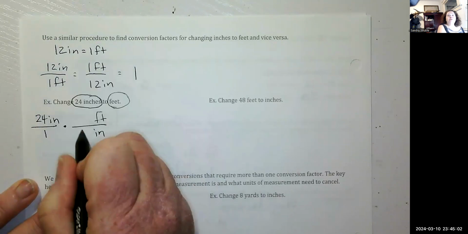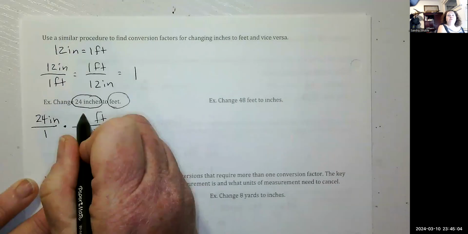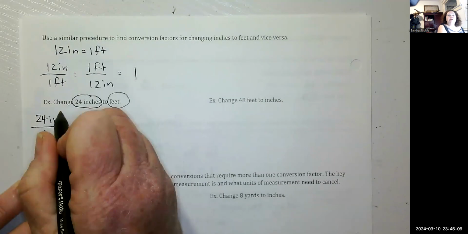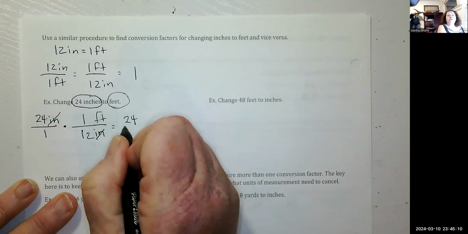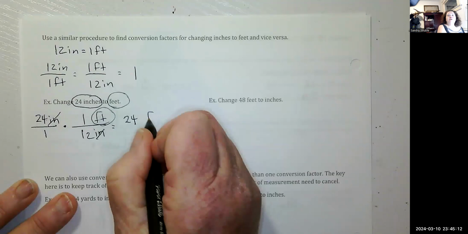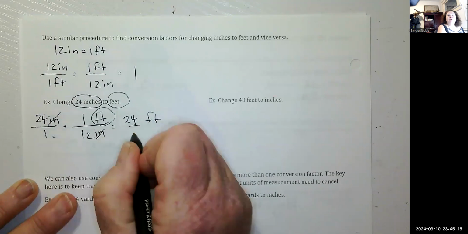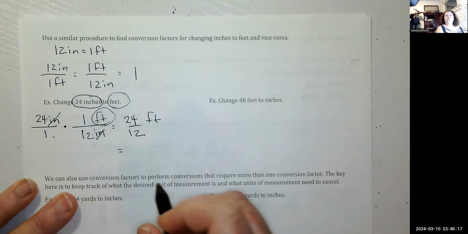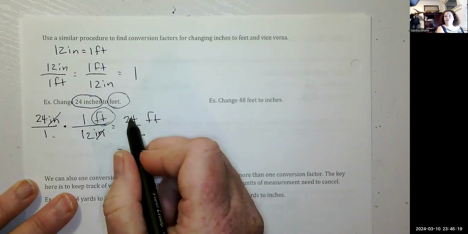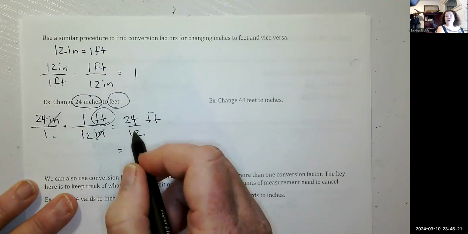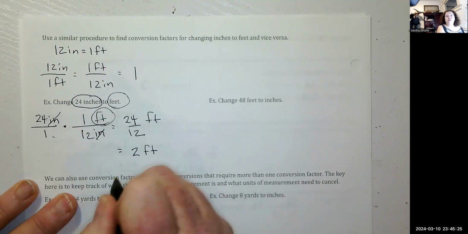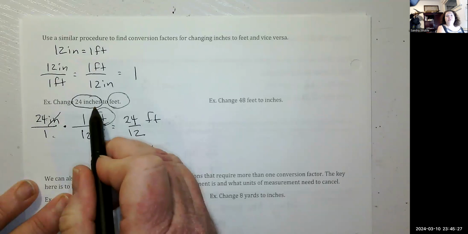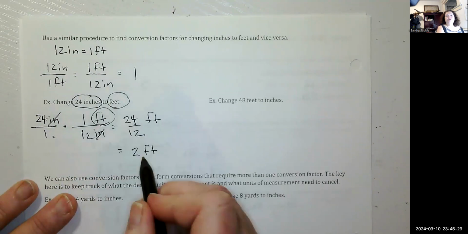12 inches is equal to 1 foot. All right, multiplying straight across, my inches are gone. I have 24 times 1 is 24, and that's a foot. Divided by 1 times 12 is 12. We're now just going to divide 24 divided by 12. Please feel free to use your calculators. And that is 2 feet. All right. So 24 inches became 2 feet.